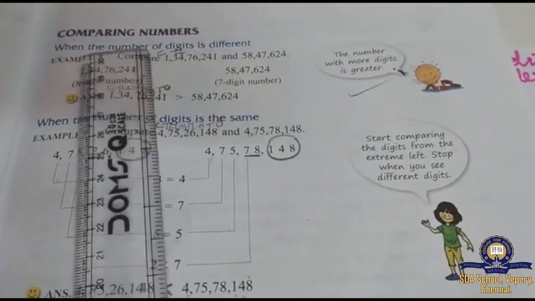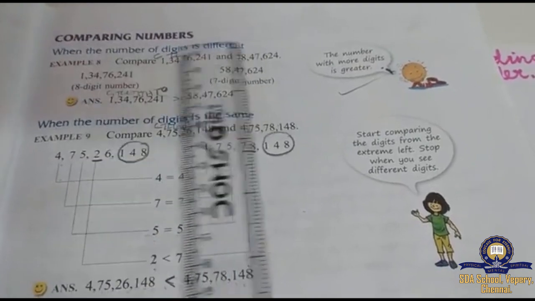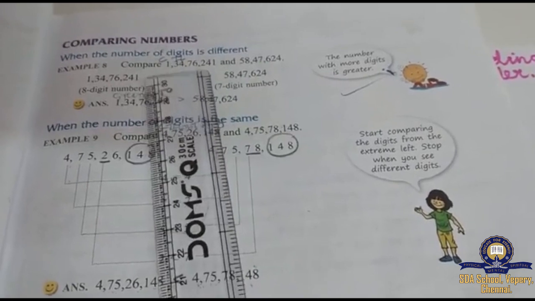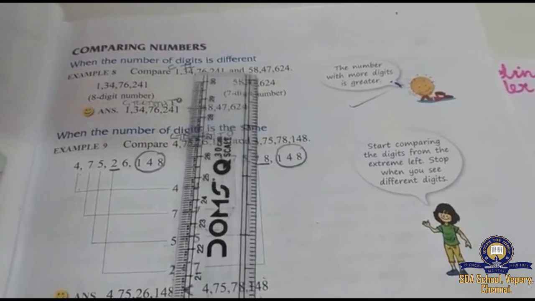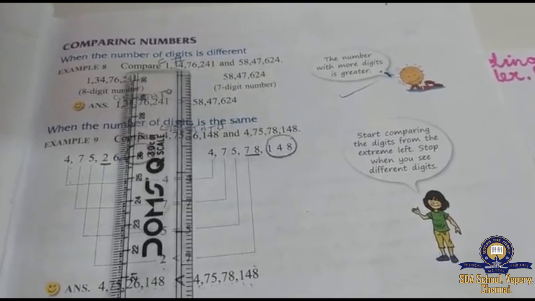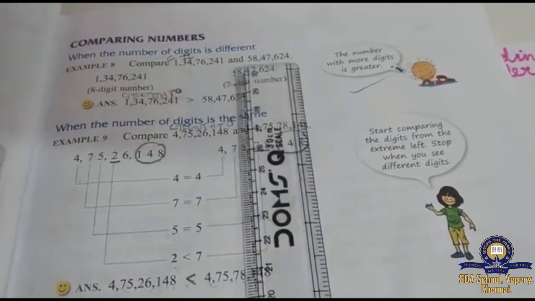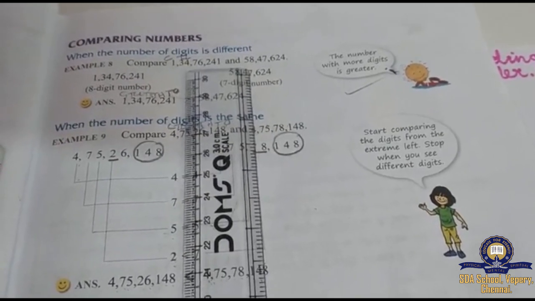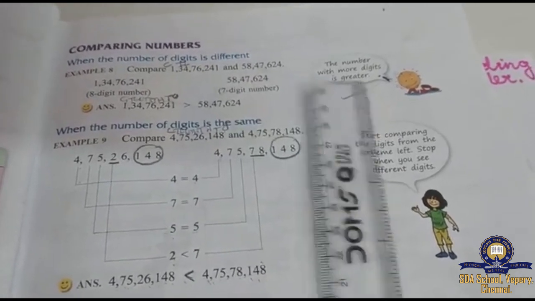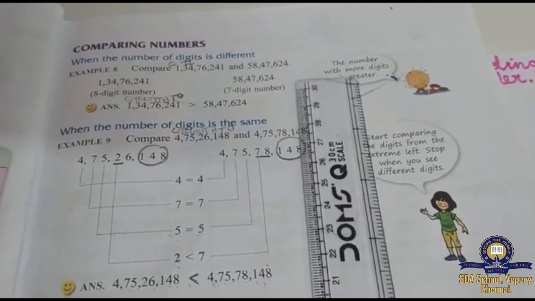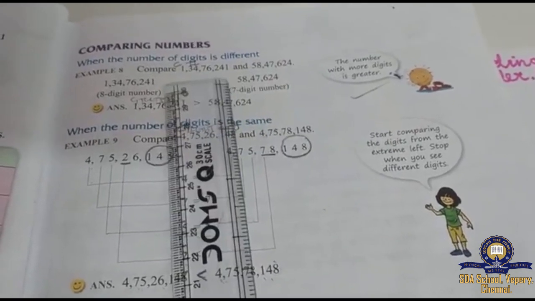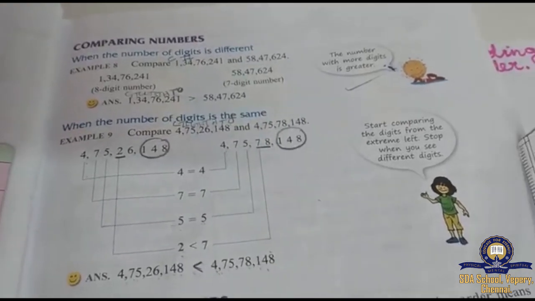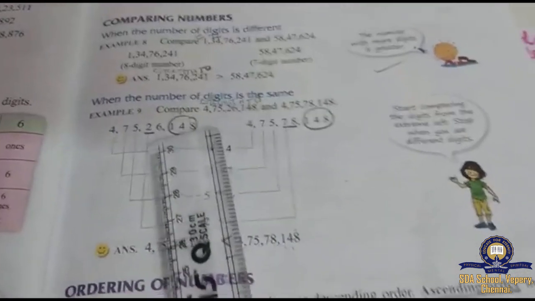we have another subtopic called comparing numbers. Students, tell me, why do we compare numbers? To know which number is greater and which number is smaller. When we compare, only then can we know the difference between two numbers. Yes or no? Here we have two groups of numbers and we will compare. This is the example. The exercise sums we will do on the next page.